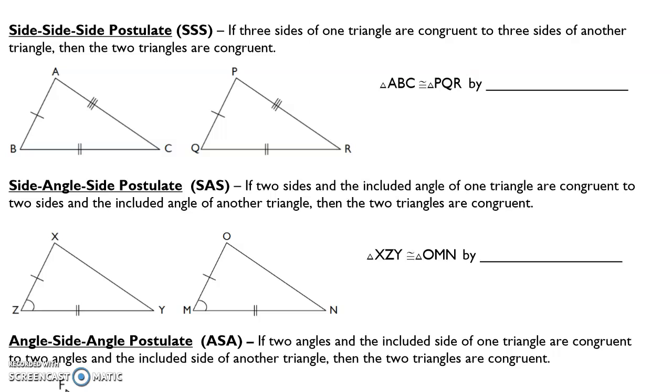Okay, so today we're going to learn about a few of these ways, and there are more than the 3 that we'll learn today. The first is, if I know that all 3 sides are congruent, then I can prove my triangles are congruent. So in this case, I know that segment AB is congruent to segment PQ, segment BC is congruent to segment QR, and segment AC is congruent to segment PR. Therefore, I can conclude triangle ABC is congruent to triangle PQR by side, side, side congruence.